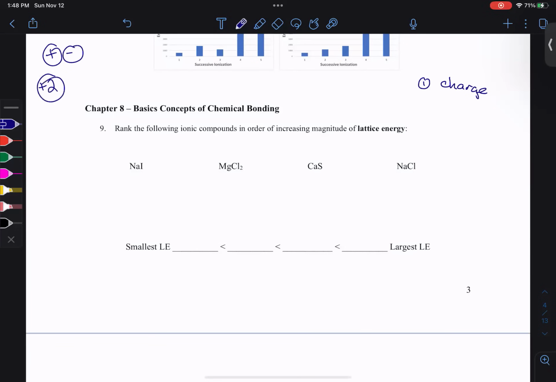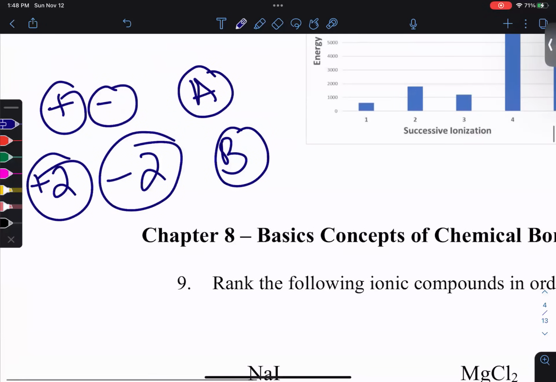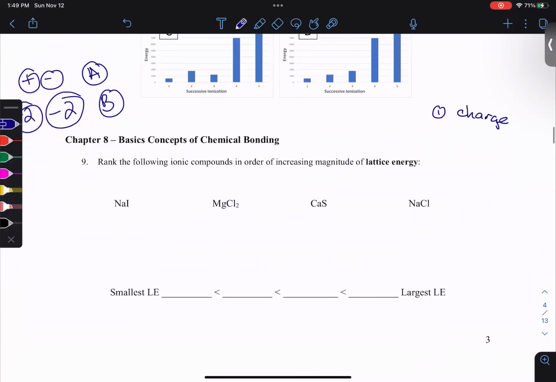Versus if I have a +2 and a -2 ionic compound, lattice energy is still the energy to rip those 2 things apart, but if we compare those, which one's going to be harder to rip apart, a +1, -1, or a +2, -2? Which one's harder, A or B in this case? B, yeah, because the charges are higher. So that's the strategy we want to go with here: when we order lattice energy magnitude, lattice energy will increase as the charges of your ions increase.